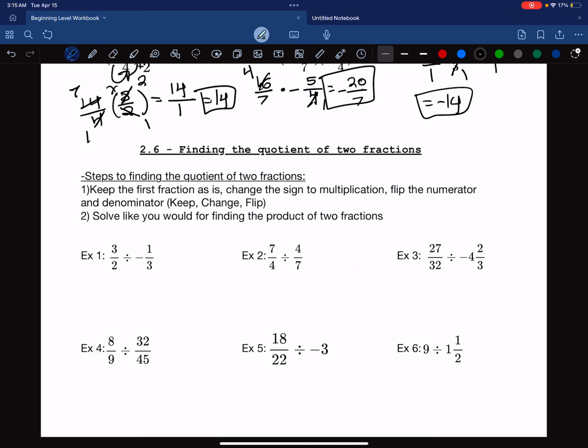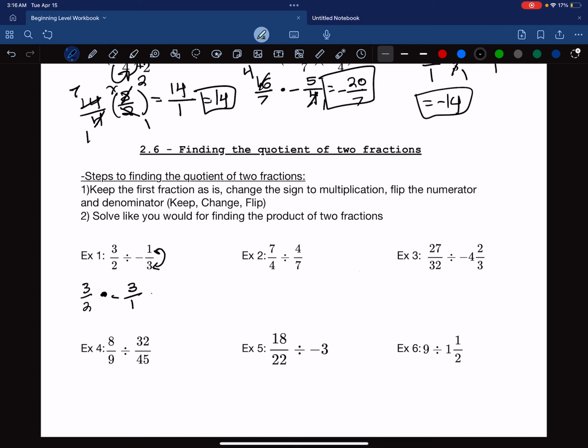We have 3/2 divided by -1/3. I'm going to keep the 3/2 as is, change the division sign to multiplication, and flip the second fraction, swapping the denominator with the numerator. So we get -3/1. We're essentially flipping the fraction. And then we multiply these two together.